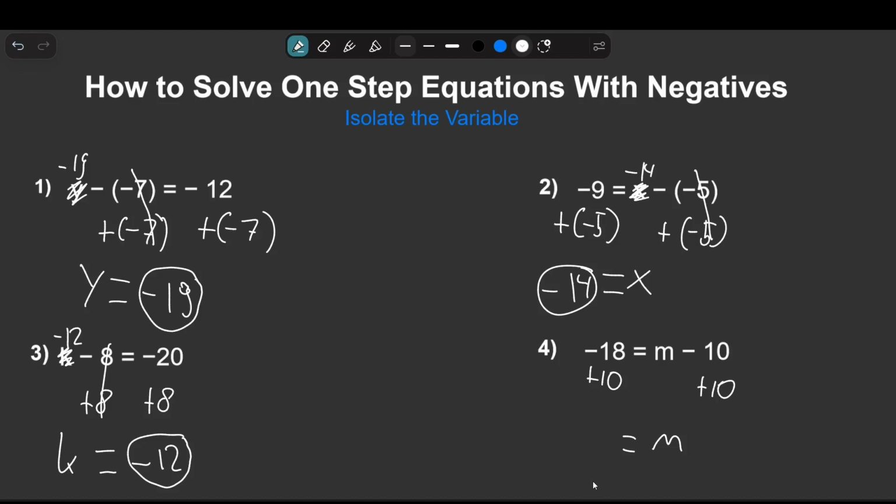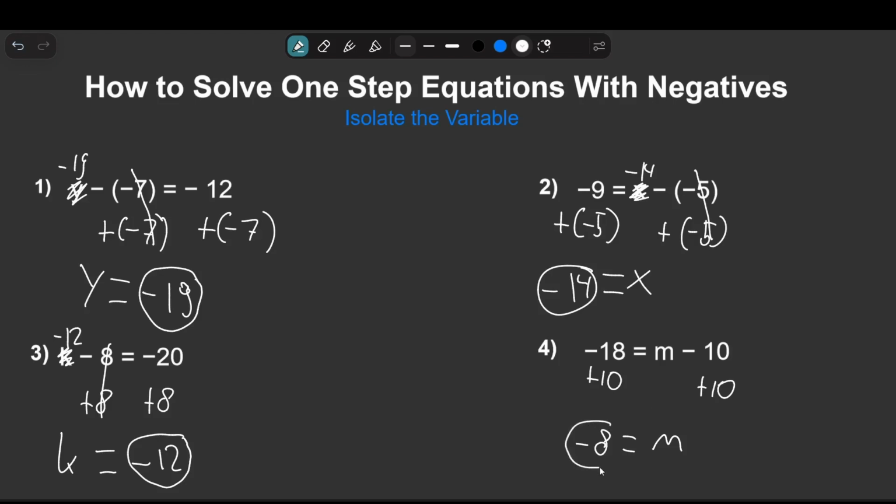Minus 18 plus 10. Pause the video real quick, do it for yourself, and resume the video if you think you got the right answer. I will give you 3 seconds. 3, 2, 1. Minus 18 plus 10 will equal minus 8. Again, this is because we are adding positive numbers to a negative number, so it will increase in value.